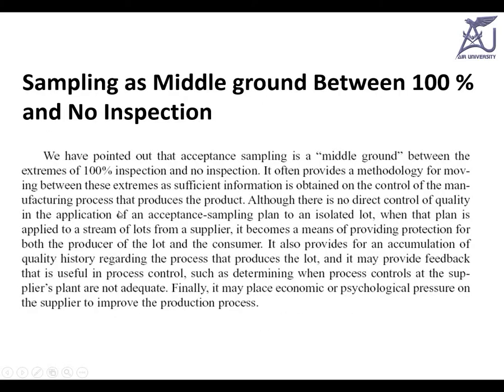So coming to sampling, how can we use this sampling? Maybe you can call it a middle ground between 100% inspection and no inspection, because some people may ask: 100% inspection is very laborious, or if you go for no inspection, that means you are taking the risk. But sampling is basically a middle ground between 100% and no inspection. This is what we are in fact looking for, the middle ground situation.